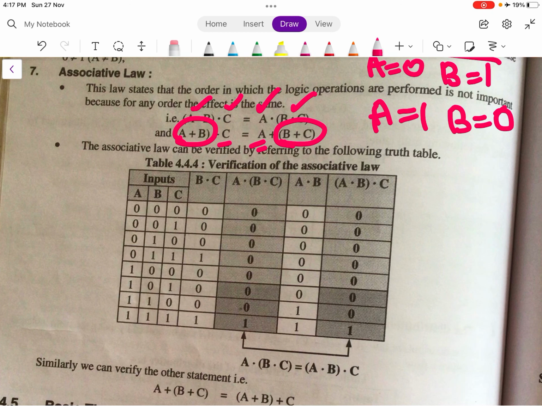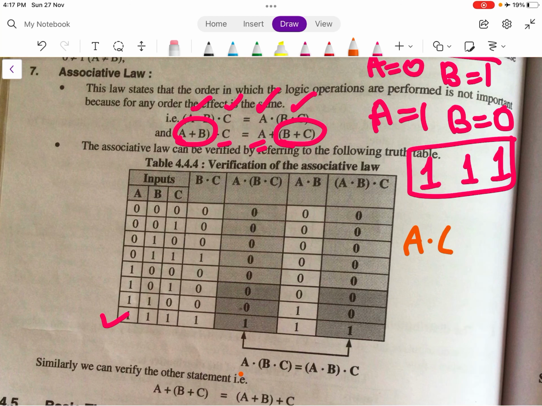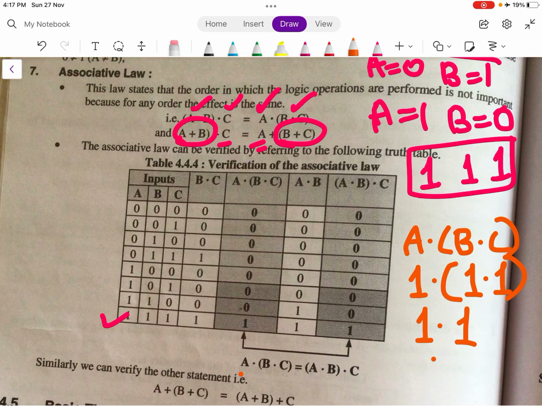So let's take one example from the table. Let's take 1, 1, 1. First I will do (A into B) into C. A is 1, A into B is 1, into C is 1. 1 into 1 is 1. Again 1 into 1 is 1. So the answer for this is 1, which is equal to A into (B into C).